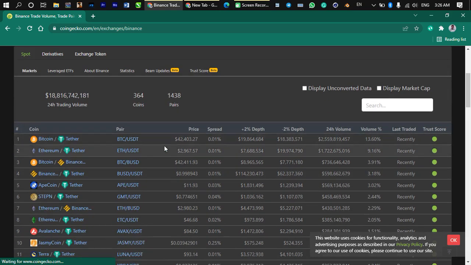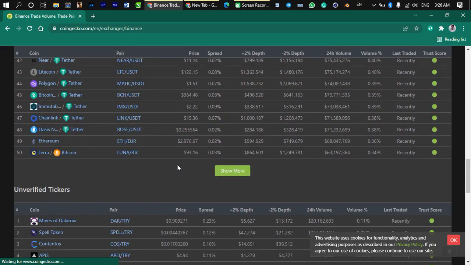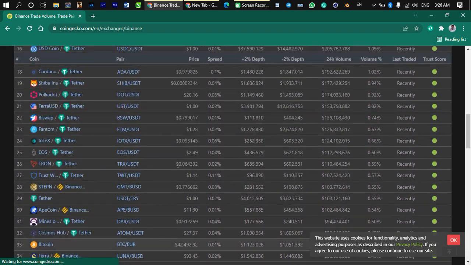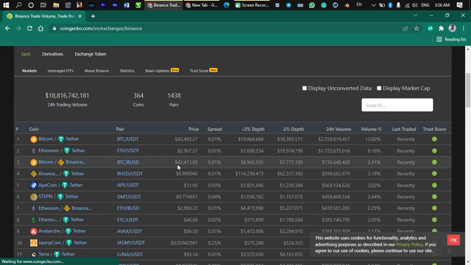The first one is Bitcoin, Ethereum, and the likes. For you to know the coin that is trading currently, you have to take a look at the first 50 coins. The first thing you do is look for coins that you are not familiar with. Secondly, you have to look at the 24-hour trading volume. That is the second thing you've got to check out.